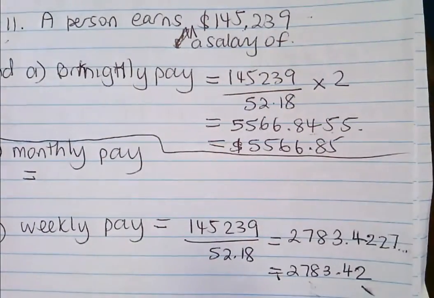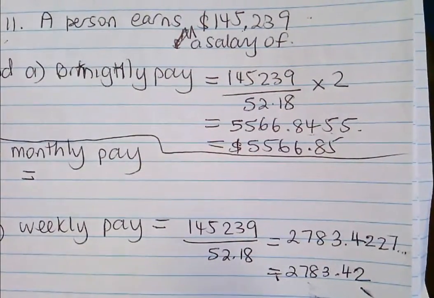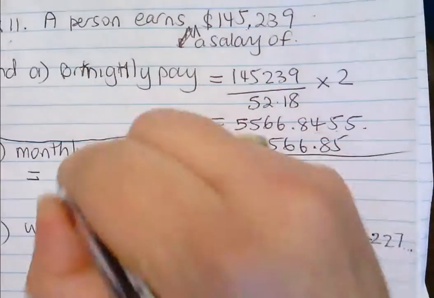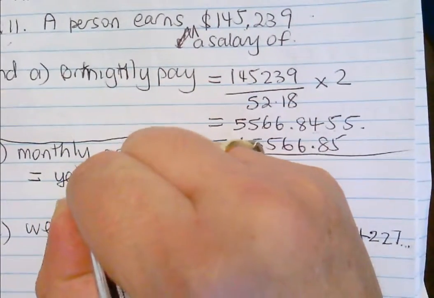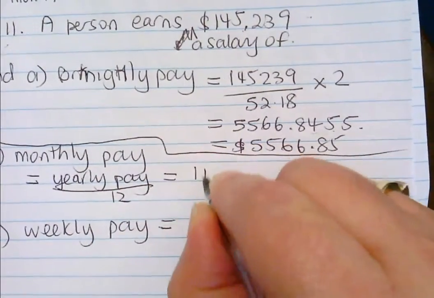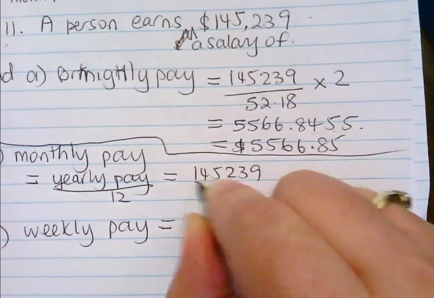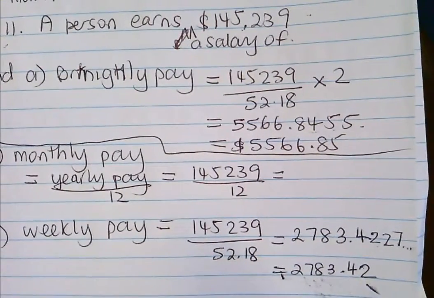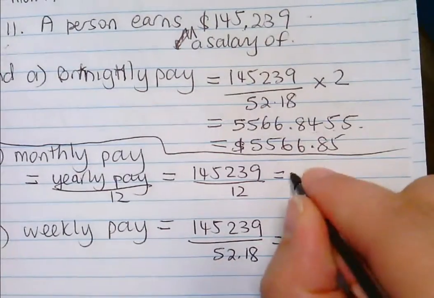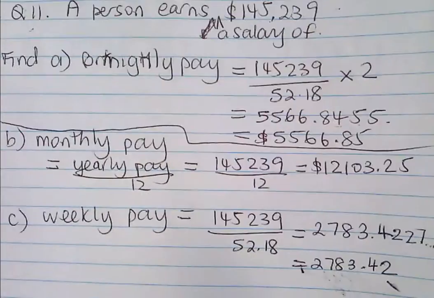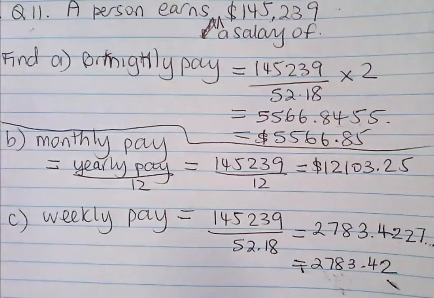Monthly pay is the easiest type to do. It's just your yearly divided by 12. All right? We've always got 12 months in a year, January through to December, no matter what. Okay? So it's your yearly pay divided by 12, just as you would normally do it. 145,239 over 12, and what do you get for that? Anyone? Monthly pay is $12,103.25.